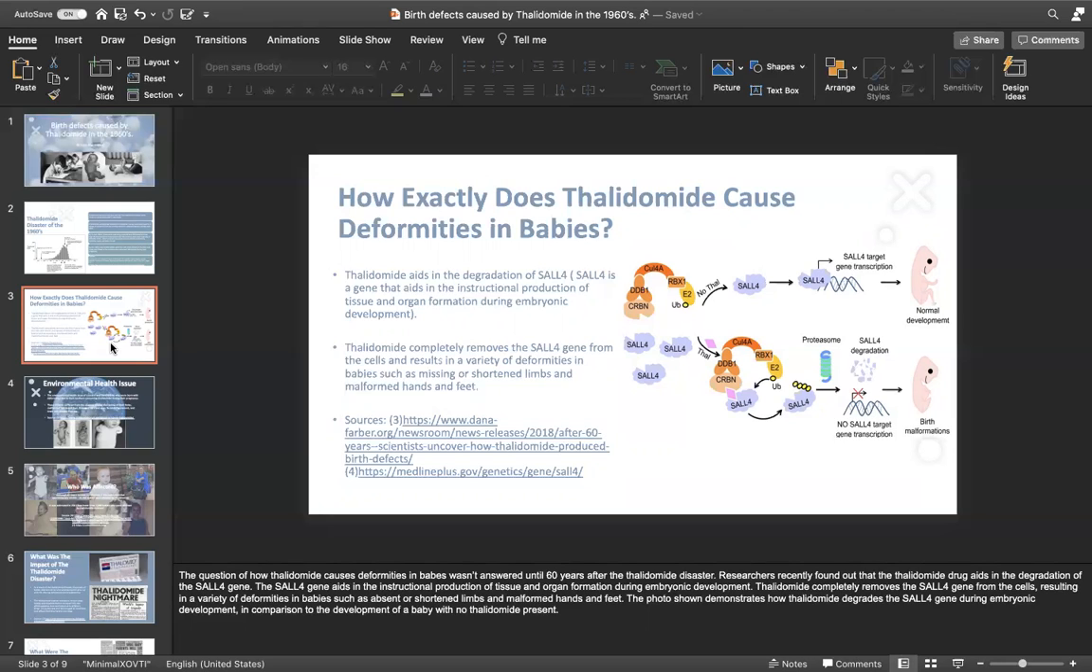Thalidomide completely removes the SALL4 gene from the cells, resulting in a variety of deformities in babies such as absent or shortened limbs and malformed hands and feet. The photo shown demonstrates how thalidomide degrades the SALL4 gene during embryonic development in comparison to development of a baby with no thalidomide present.